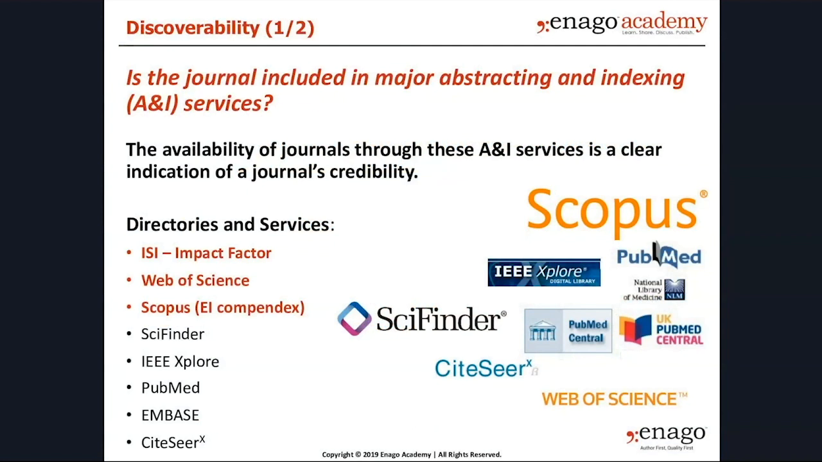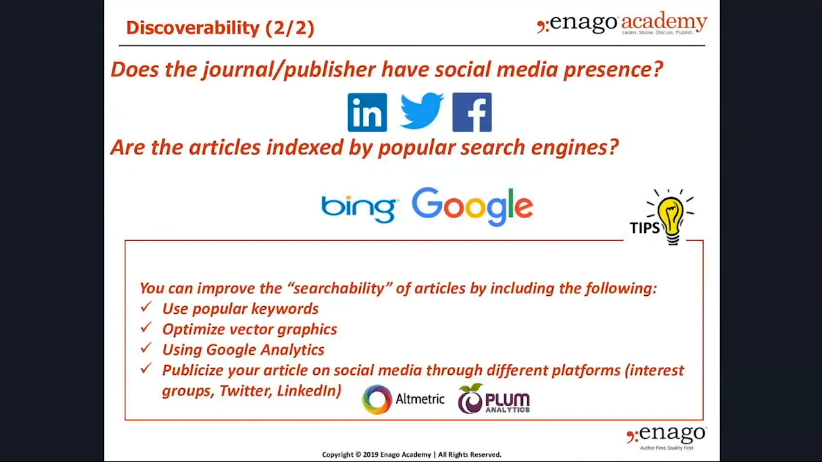So discoverability as well could be a key, related to accessibility. Discoverability: which databases is the journal indexed in? How easy will it be for people to find your work? So here we've got quite a few different databases, the Web of Science, Scopus, PubMed, CiteSeer, all different directories and databases that a journal might be indexed in to make it easy for people to find your work. So make a note of that kind of information as well.